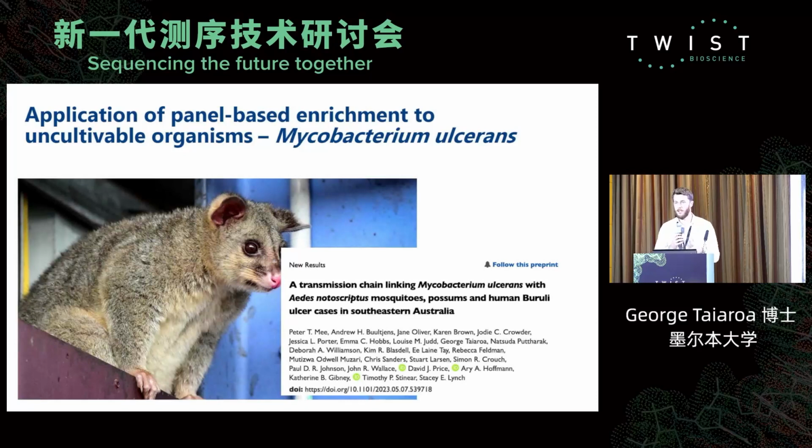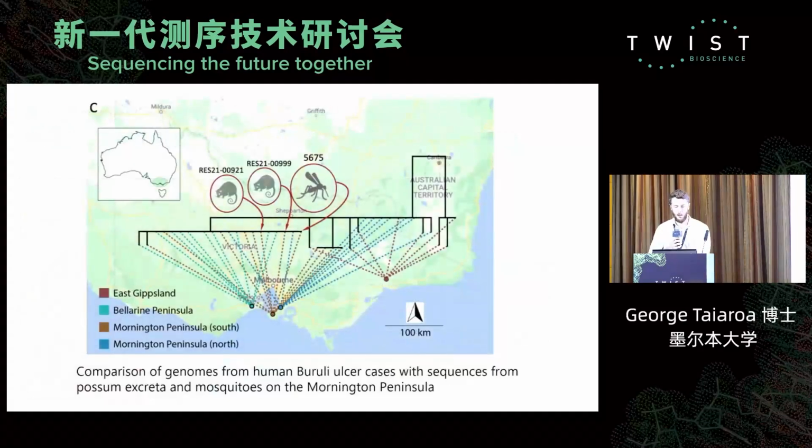And as you'd imagine, the genomes of the bacteria found in a mosquito and a possum and a human patient were almost identical, which we're able to show on this little figure here, where things from possums and mosquitoes all fit into this phylogenetic tree, which is based on the human bacterial sequences. So really, really, like, for me, exciting work.